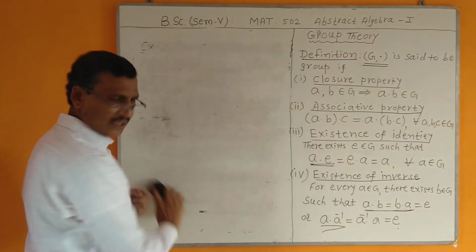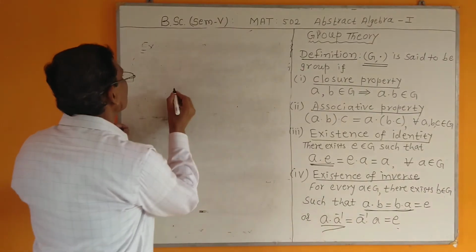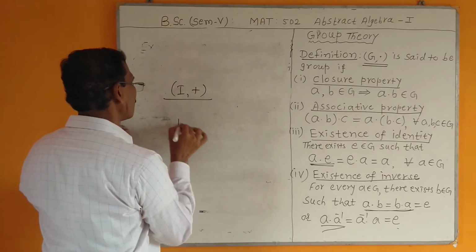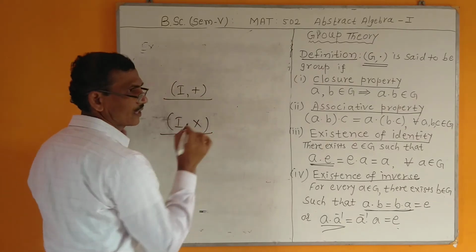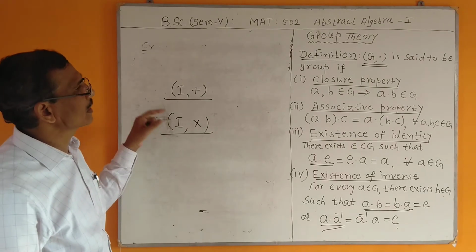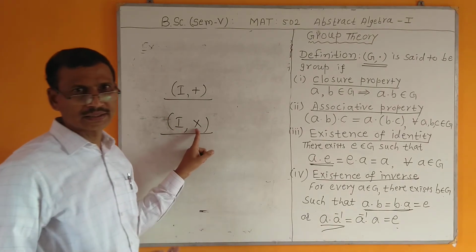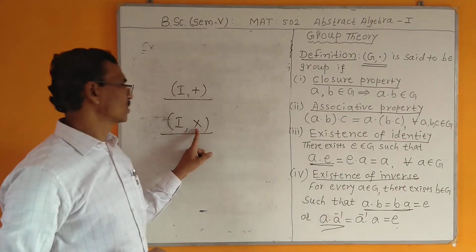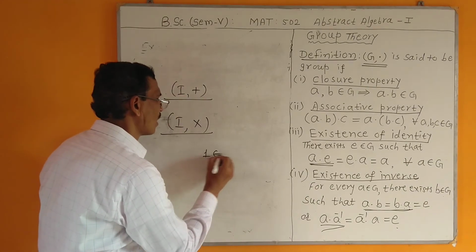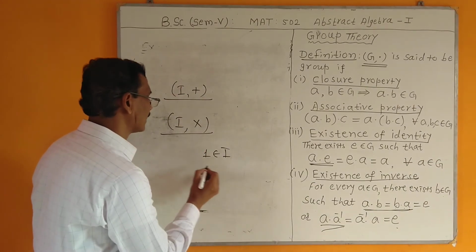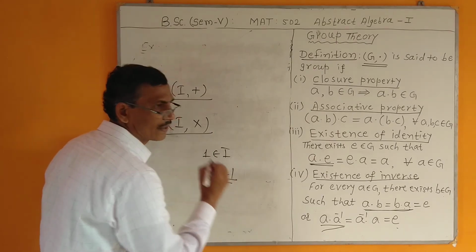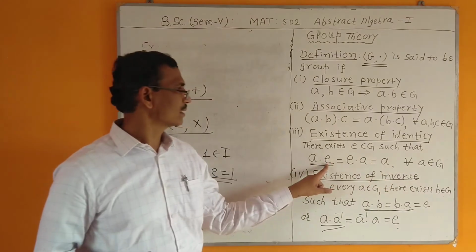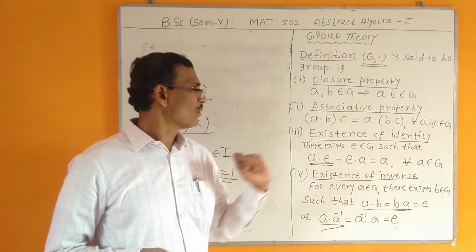Now we have seen that I plus is an abelian group. Now what happens if we consider multiplication as the binary operation? As for the set of integers, the multiplication of any two integers is again an integer, so the closure property is satisfied. Multiplication of integers is associative. Here 1 belongs to I and is the identity element. That means E is equal to 1. If we multiply 1 by every element, we get the same element.